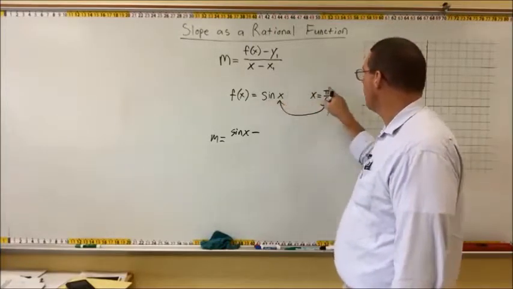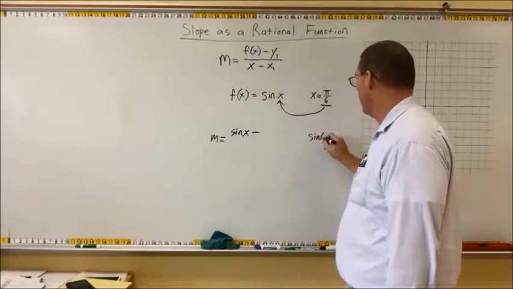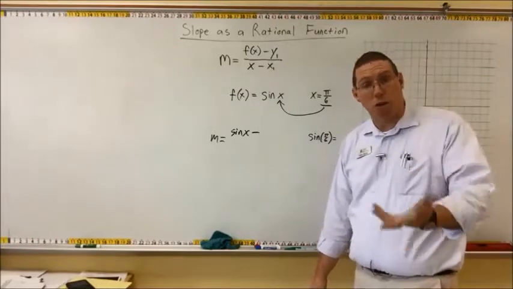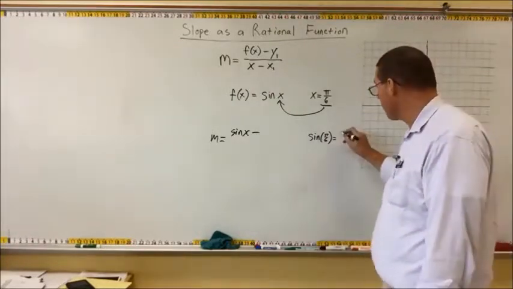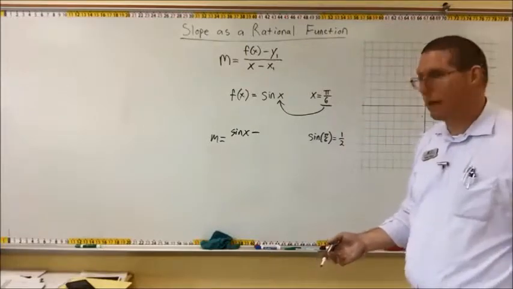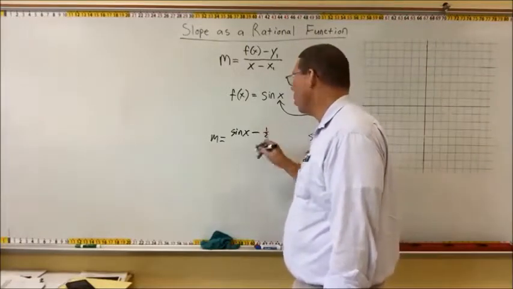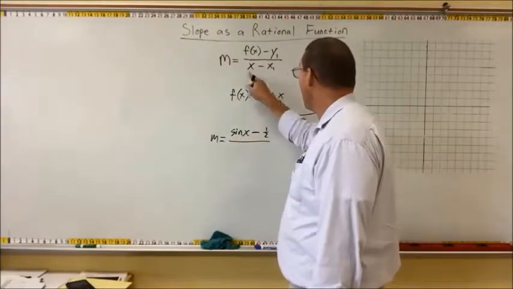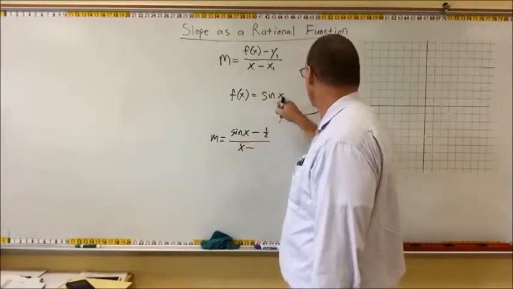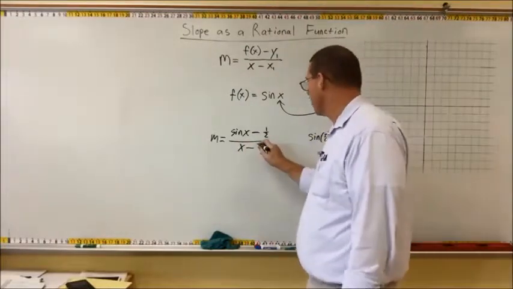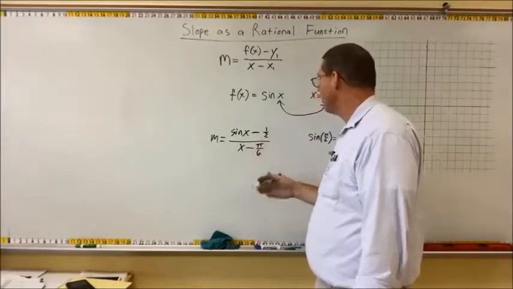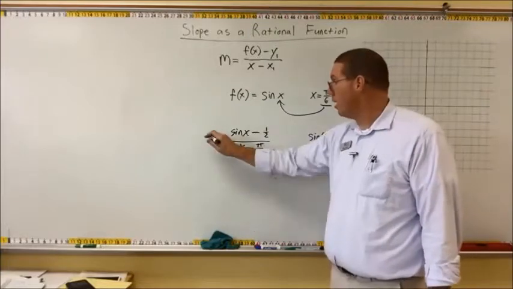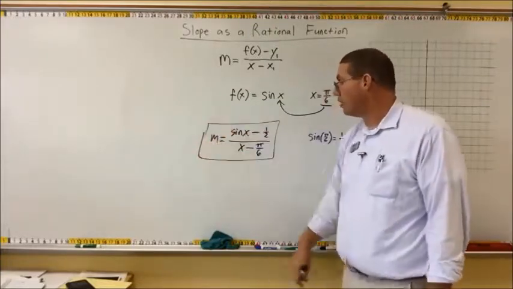What is sine of pi over 6? All right, guys, get out your unit circles in your brain or look it up online. Sine of pi over 6 is 1/2, right? So we'll put minus 1/2. You can also put 0.5 if you want to, divided by x minus whatever x is, pi over 6. Now let me tell you the good news here. The good news is that there's no simplifying that needs to be done. This is actually done. That's actually your final answer.